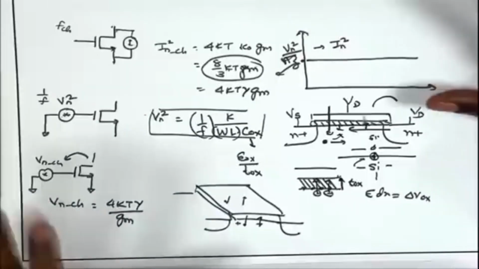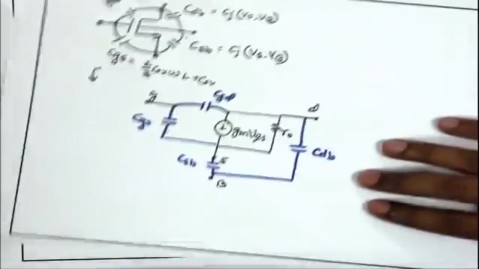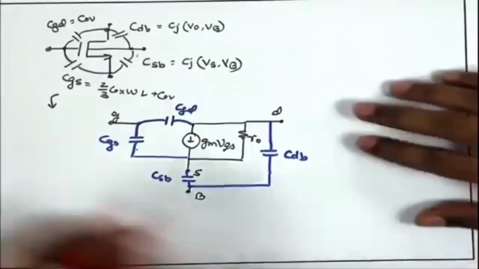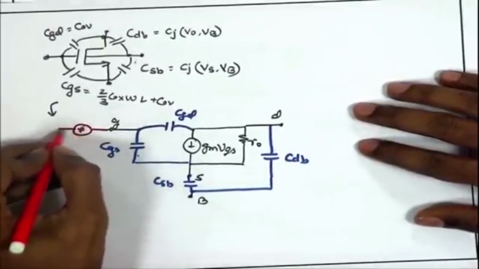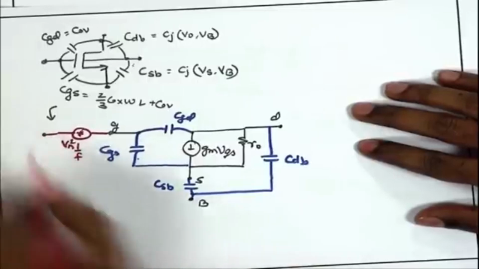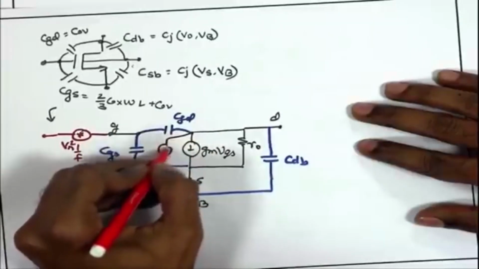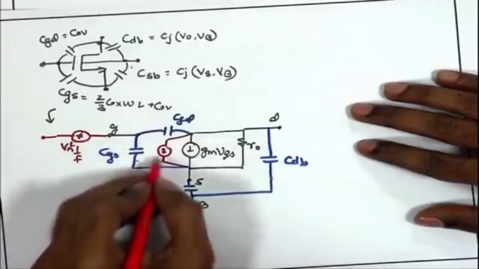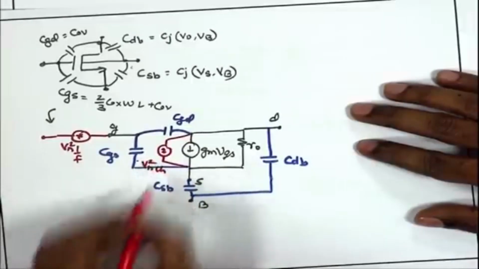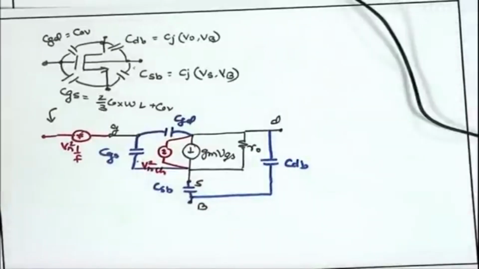So, now if I want to complete the small signal model that we earlier arrived at, including the parasitic capacitances, I can add my noise sources over here. That is, this is the Vn square 1 upon f noise coming in series with the gate, and you also have a channel current noise, which you can call Vn square channel, coming between drain and source. So, this basically completes our MOSFET model.